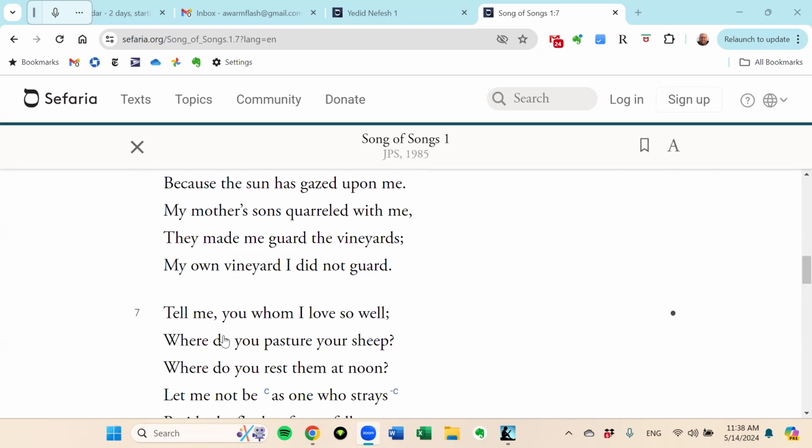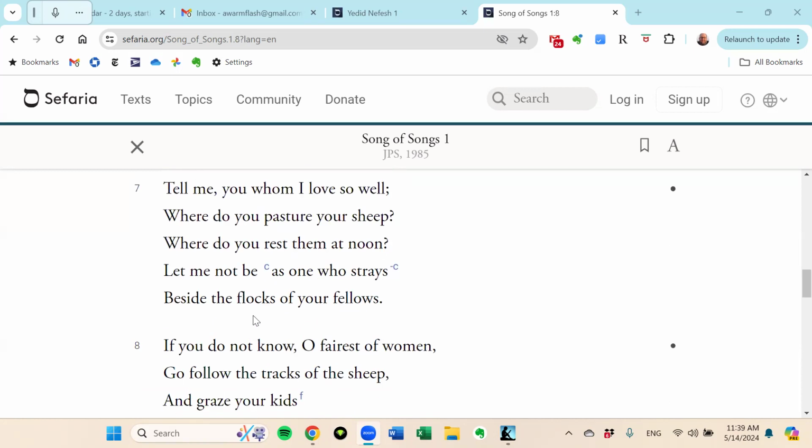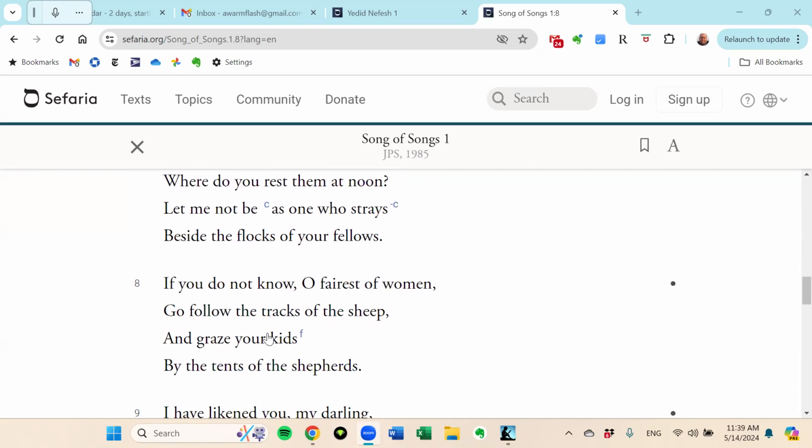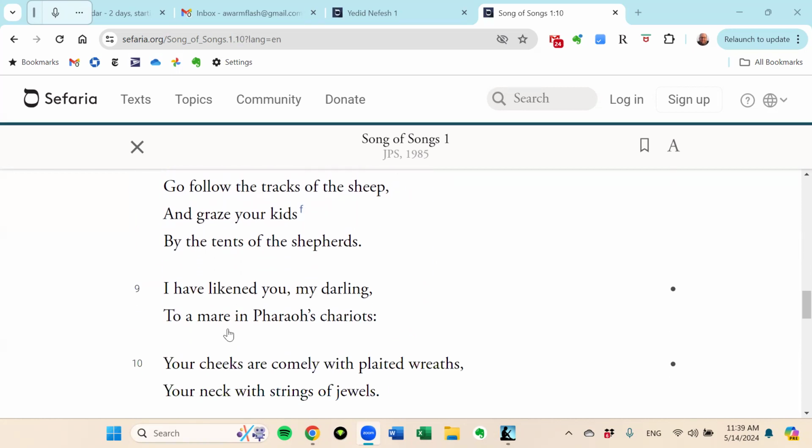And now she asks him, tell me, you who I love so well, where do you pasture your sheep? Where do you rest them at noon? I want to go. Where are you? Right? I'm coming to visit, right? Where do you rest? Where do you lie down? Let me not be as one who strays beside the flock of your fellows. Okay, and now here we have a switch, right? She's been talking, now he'll talk. If you do not know, O fairest of women, go follow the tracks of the sheep and graze your kids by the tents of the shepherd.